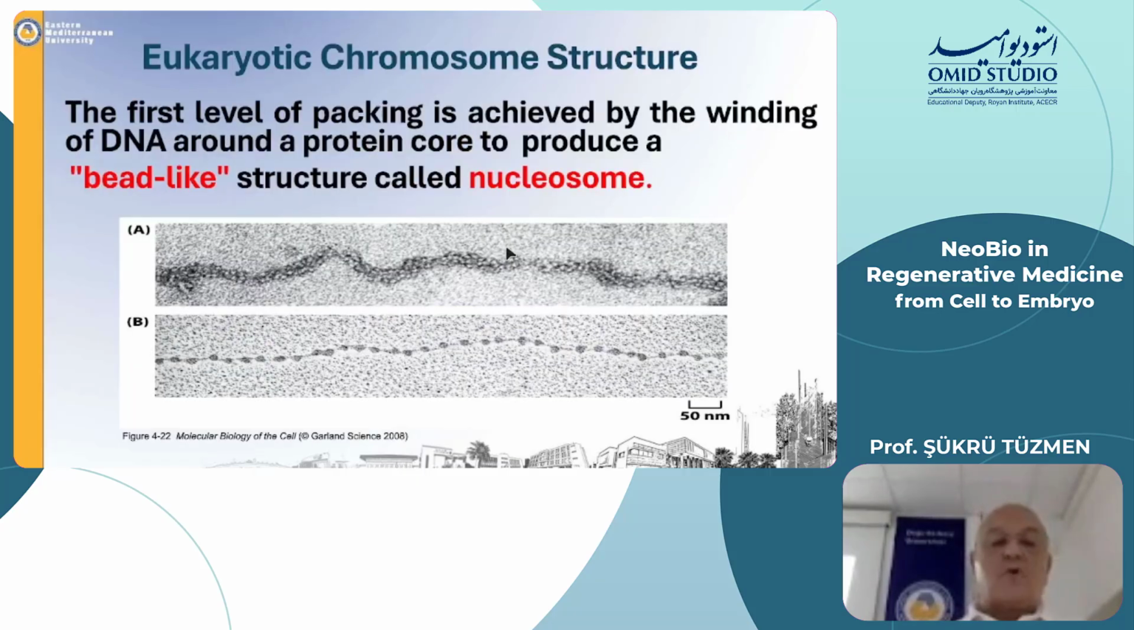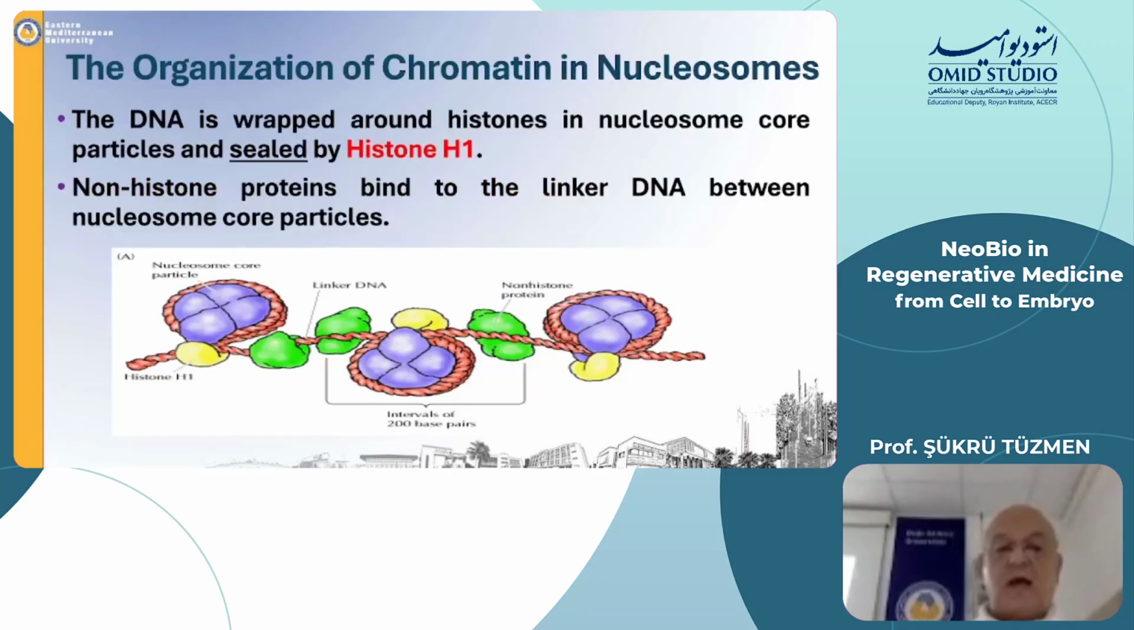Again, this is more compact. This is the structure of beads on a string. So actually, if we exaggerate this, color it, and draw it in a two-dimensional structure, you can observe these entities as core histones, H1, the DNA, the linker DNA, and the transcription factors all together.